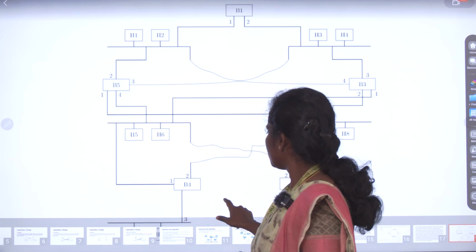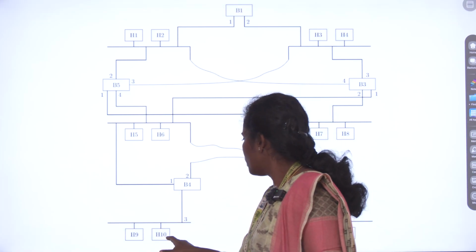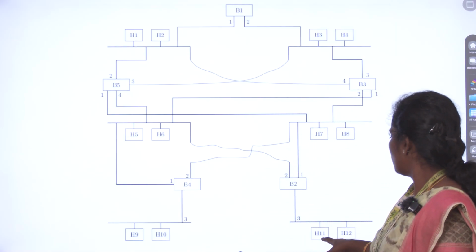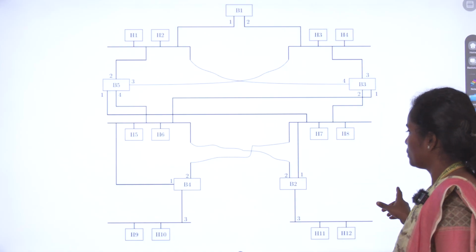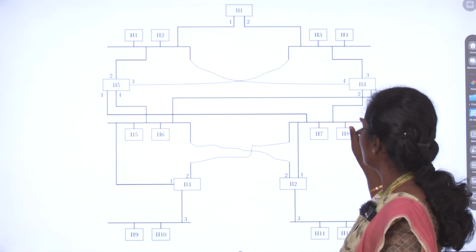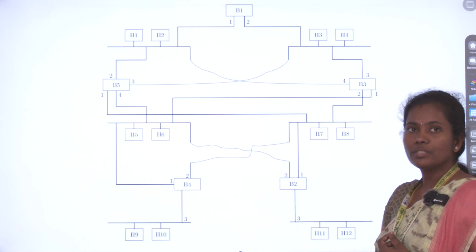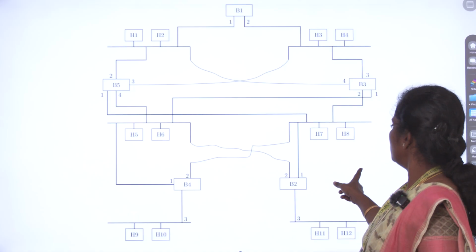Lastly, lane 5 is connected with host 9 and host 10. Lane 6 is connected with host 11 and host 12. Nearly 12 hosts are connected with these 5 bridges. Here the port numbers are already given. Based on this, we have to choose which port. First we have to choose based on the spanning tree algorithm. First we will choose the root bridge.